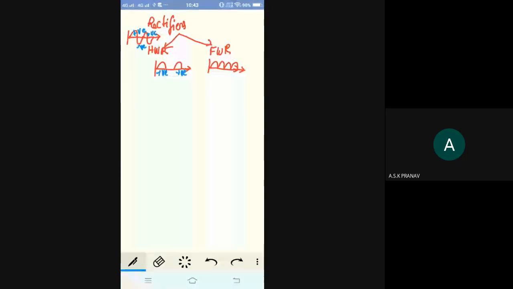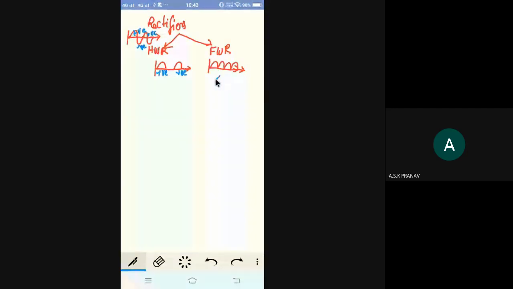A half wave rectifier converts only the positive half cycles of an input signal into pulsating DC, whereas a full wave rectifier converts both positive half cycles as well as negative half cycles into pulsating DC. This is the main difference between a half wave and a full wave rectifier.